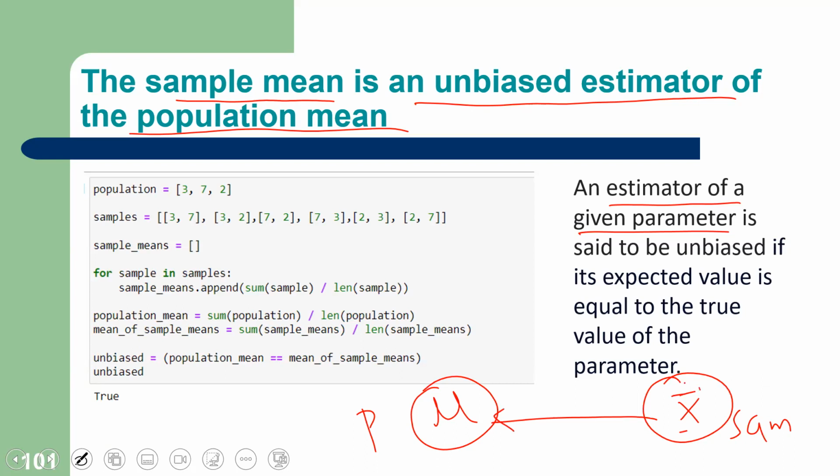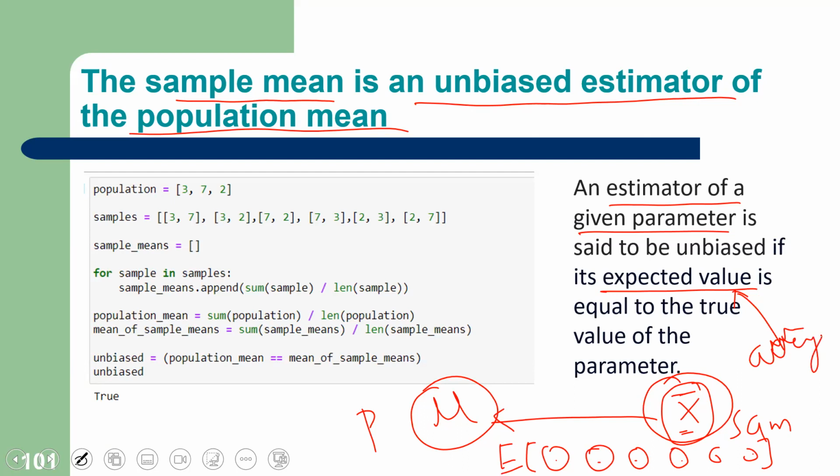The sample mean is said to be unbiased if its expected value is equal to the value of the parameter. What is the expected value? You consider many samples, and from those samples I take the average of the sample means. E of, here E means expected value, which is nothing but the average.